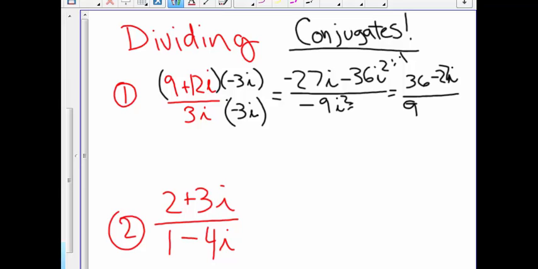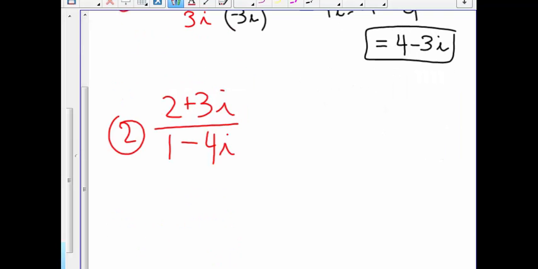And then +9. Now we need to look and see if we can reduce this because we still have to break it apart. Notice we have that denominator there. So we can do, well, 36 over 9, I think that reduces to what? 4, yeah? And then we have 27i over 9 reduces to 3i. So we got 4 minus 3i. Make sure you break them apart.